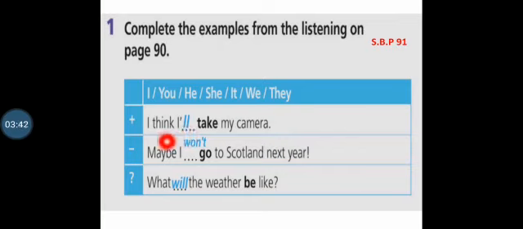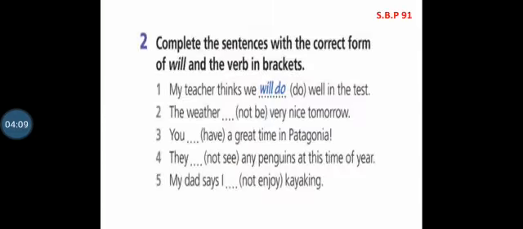In the negative, maybe I won't go to Scotland next year, and concentrate on the infinitive verb after won't and the infinitive verb take after will. And what about the question, which is WH question? What will the weather be like? Question word, the helping verb or the modal, the subject, the weather, then the infinitive verb be. Good answers, my shining stars.